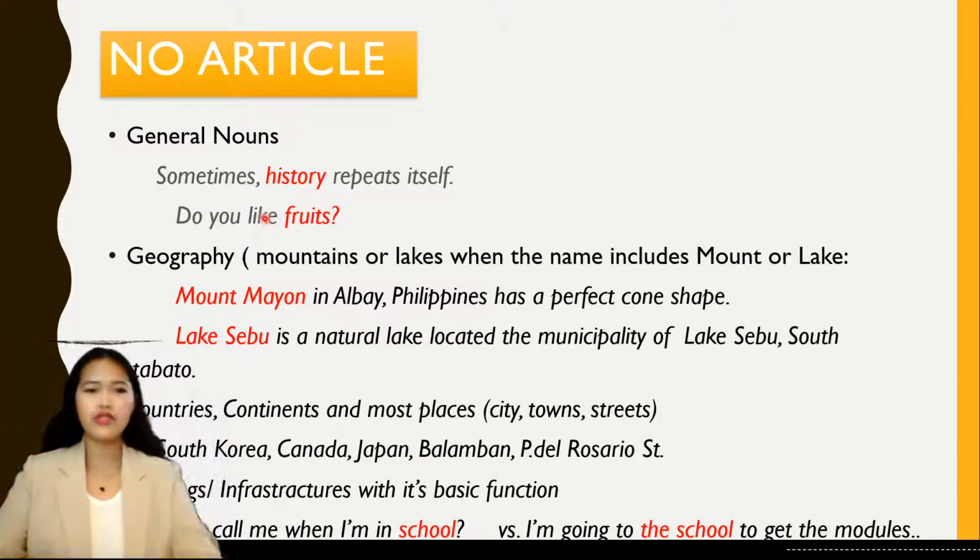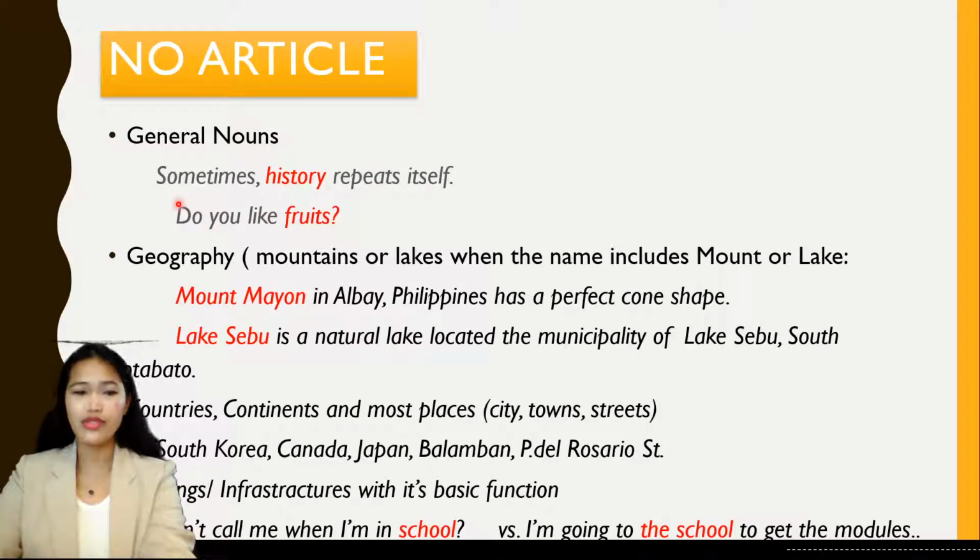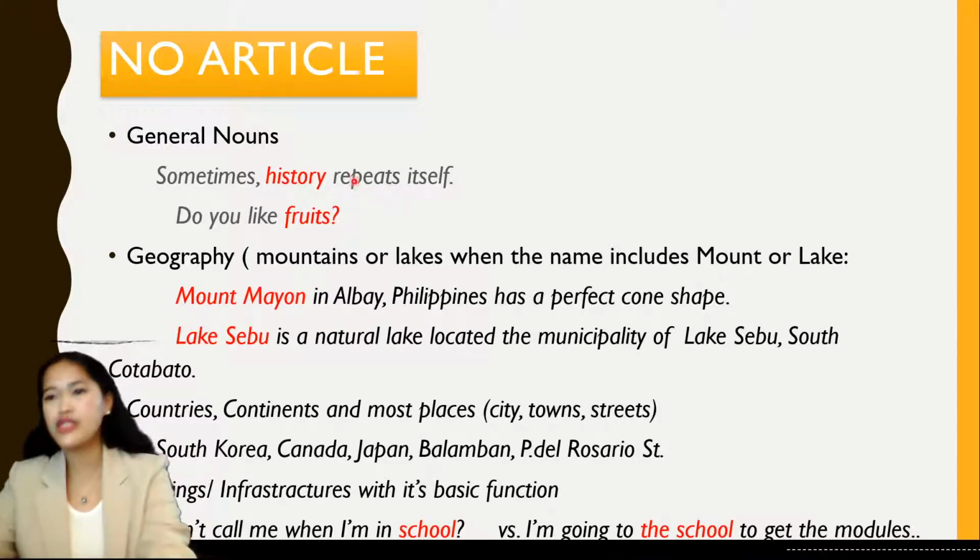So we don't use an article for general nouns. For example, we say, sometimes history repeats itself. Do you agree? So it's generally history. What kind of history? Generally, history repeats itself. Can you count history? No, it's uncountable. So we say sometimes history repeats itself.